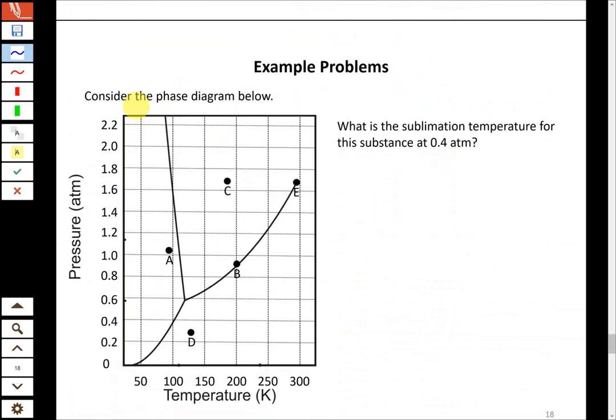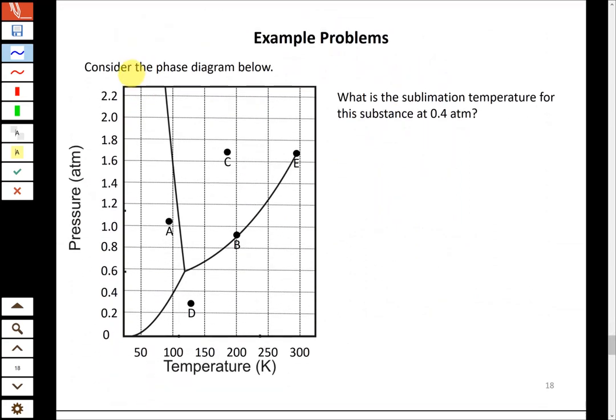All right, so here we want to know what is the sublimation temperature for this substance at 0.4 atmospheres. Sublimation, as we said, is converting directly from solid to gas. So if we go to 0.4 atmospheres of pressure, which is what we're asking about here, we find where the solid-gas line intersects. This is the solid-gas line here. It intersects at that temperature, and that temperature lines up exactly with 100 Kelvin. So at 0.4 atmospheres, once we get to 100 Kelvin, we start out as a solid. When we cross that line, we're going to go straight to gas. Solid to gas is sublimation. So the sublimation temperature for this substance is 100 Kelvin.